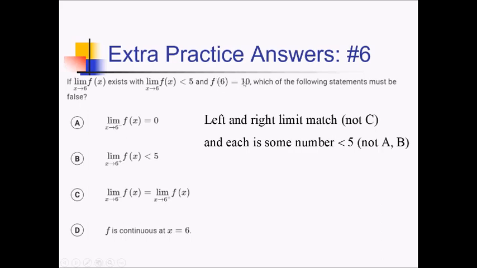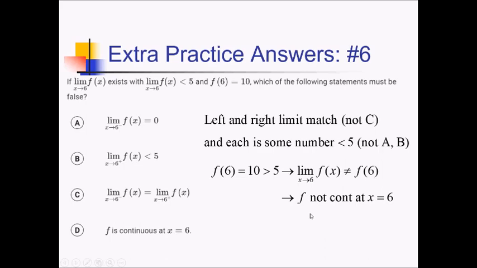Well, if the limit has to be a number less than 5, and the function value itself is 10, 10 is greater than 5. So there's no way that the limit and the function value at 6 equal each other, which means that our limit and our function value cannot equal each other. If these two things don't match up, then we've proven that our function is not continuous at x equals 6. So that would have to be choice D. This is the only thing that has to be false.